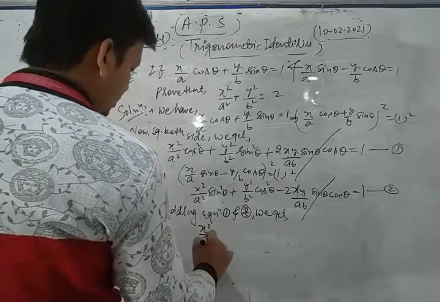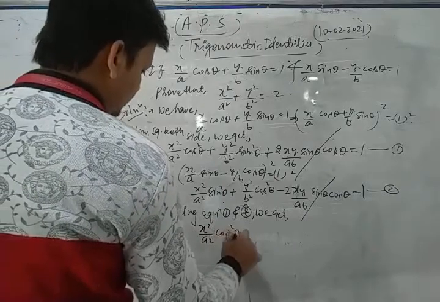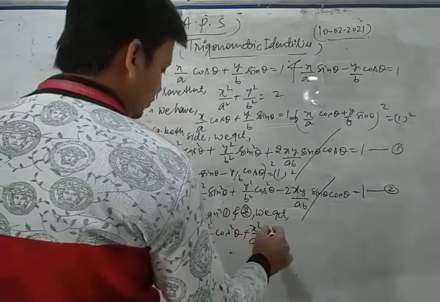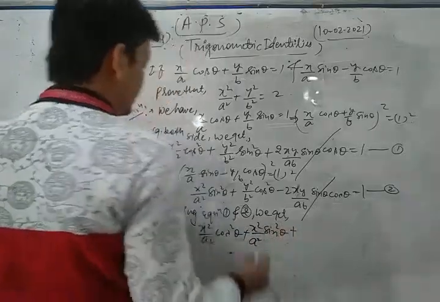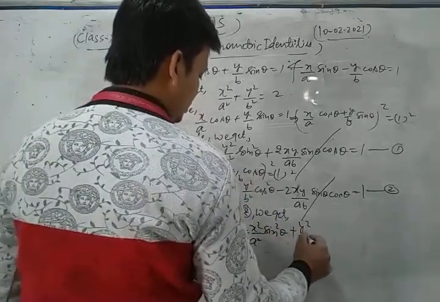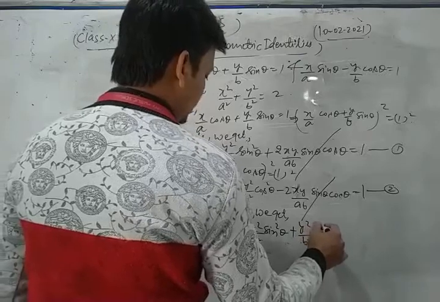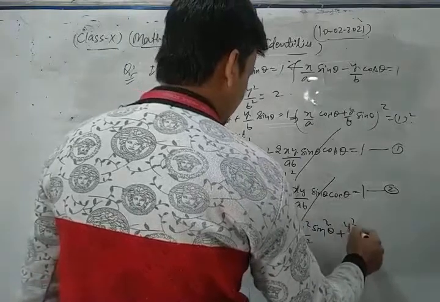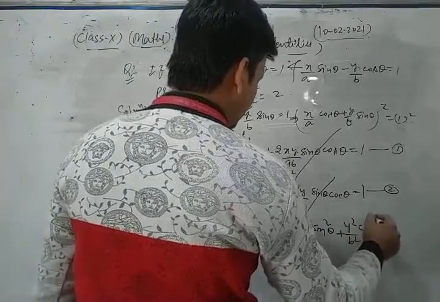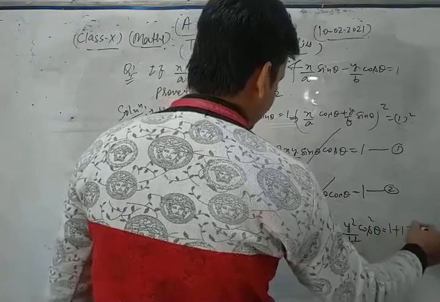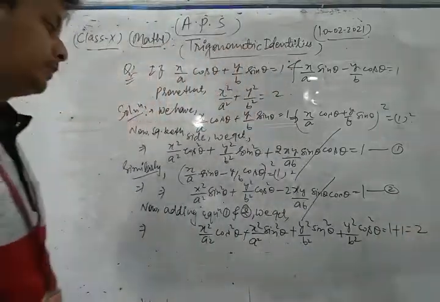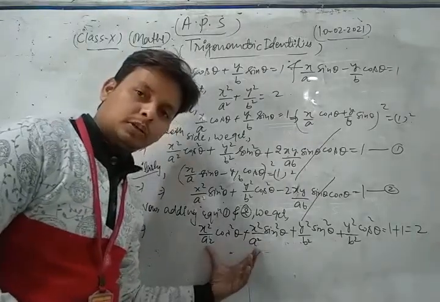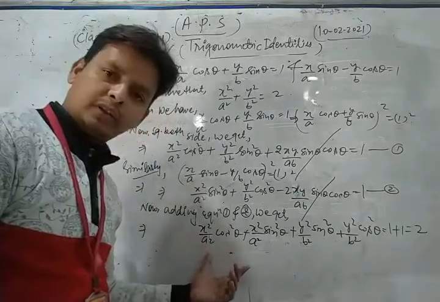x square upon a square cos square theta plus, collecting the like terms, x square upon a square sin square theta plus y square upon b square sin square theta plus y square upon b square cos square theta is equal to 1 plus 1, that is 2. Now what do I do, dear friends? From these two terms, we take x square upon a square as common.